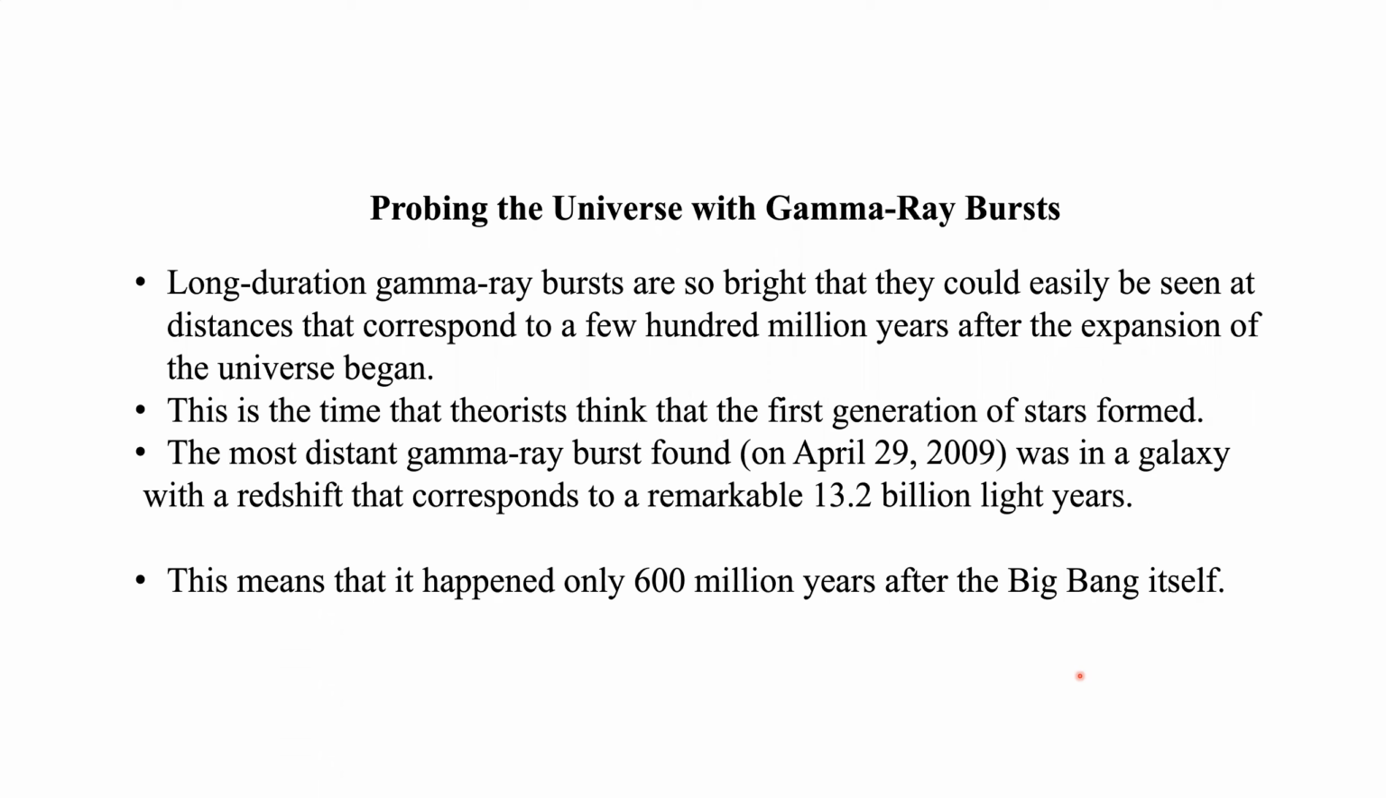And as of now, the most distant gamma ray burst that we have found was in a galaxy with a redshift corresponding to 13.2 billion light years. What that means is when you measure the redshift of a galaxy, you can find the distance. So that's how you get this age. And we will talk a little bit more about those things in coming lectures under Hubble law. And this means this particular gamma ray burst happened only 600 million years after the Big Bang itself.